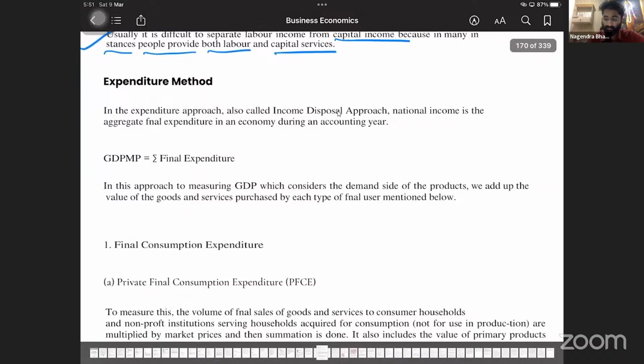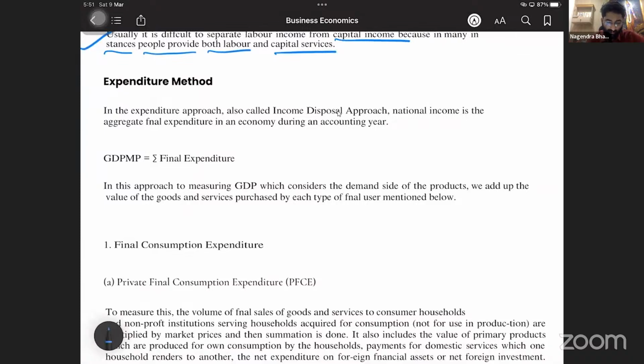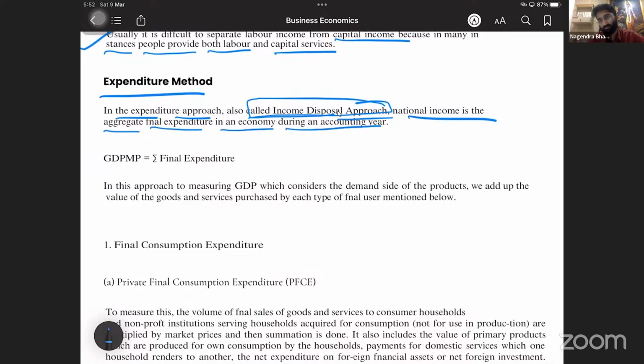So in case of the expenditure method, what happens in the expenditure method, sir? In the expenditure approach, also called the income disposal approach. Remember, this is the income disposal approach. Expenditure is nothing but disposing your income. You are spending your income. National income is aggregate final expenditure in an economy during an accounting year.